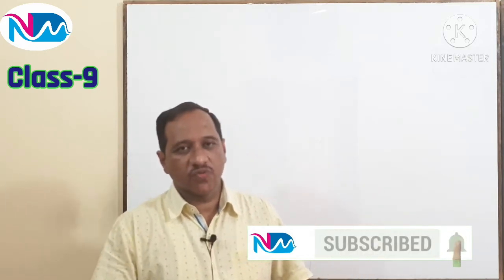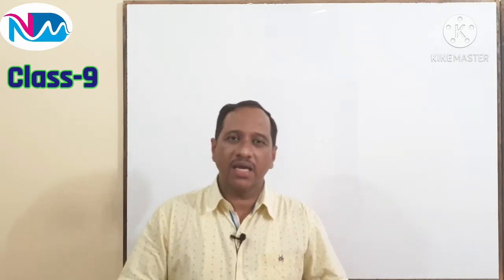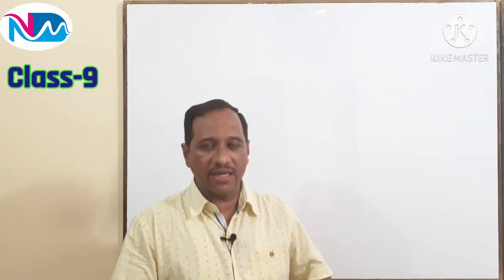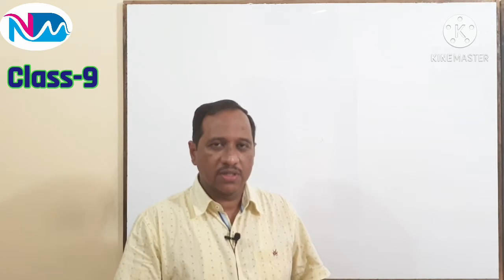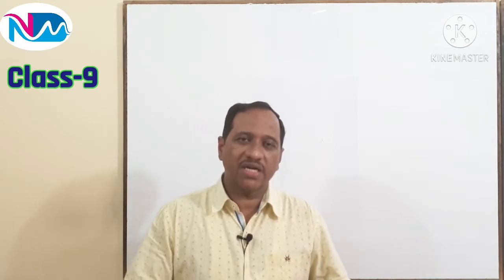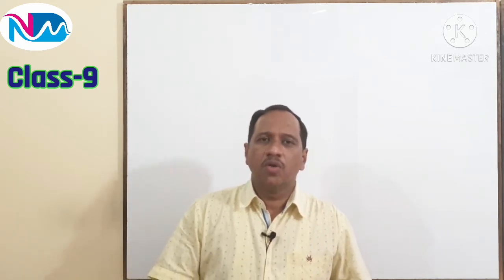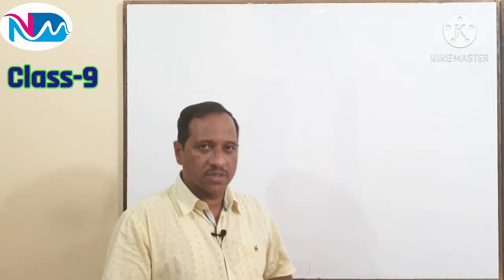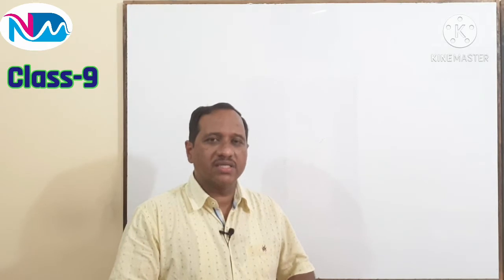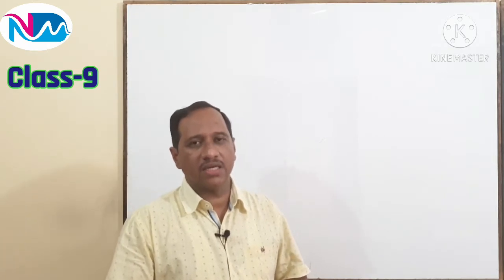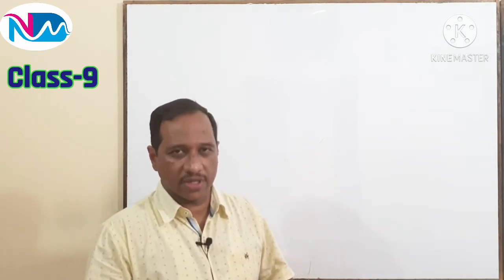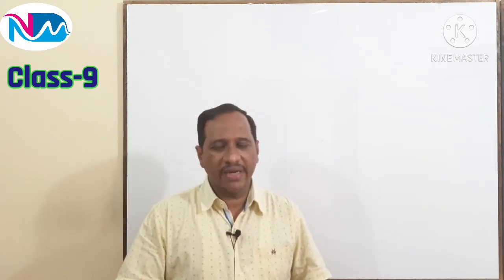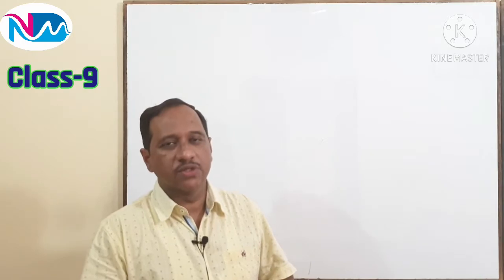In the previous class we started with the angles made by a transversal on two parallel lines and also the properties of different types of angles. We learned what the corresponding angles axiom is, and we proved the alternate interior angles property and the co-interior angles property. Today we are going to do a few questions from exercise 6.2.